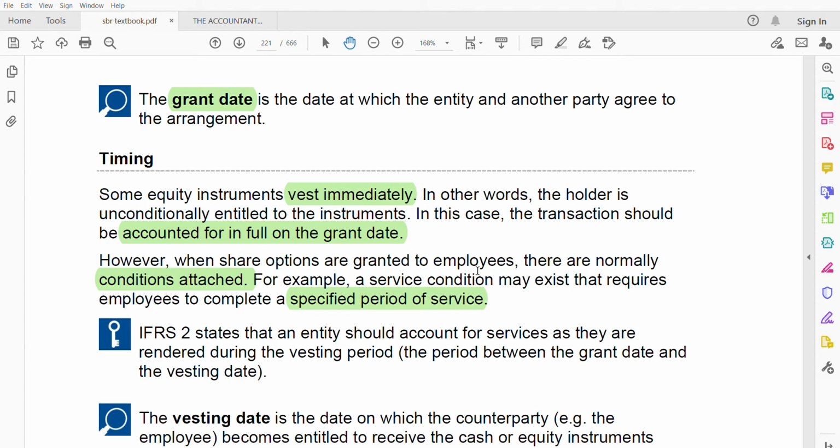For example, you have newly joined an organization. It's very unlikely that you are going to get the share options. But those who have stayed there for 2 years, 5 years, 10 years, they are more likely to get their share options because they have been there and they have given services to the organization.